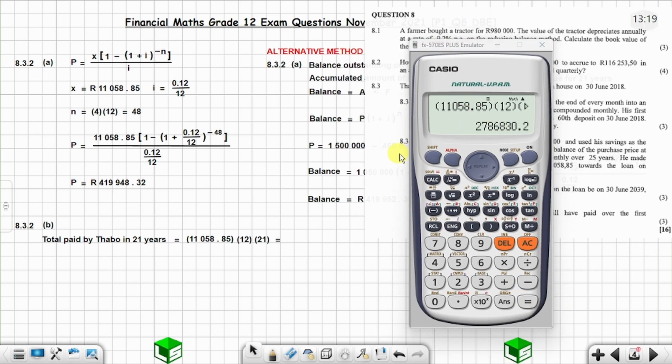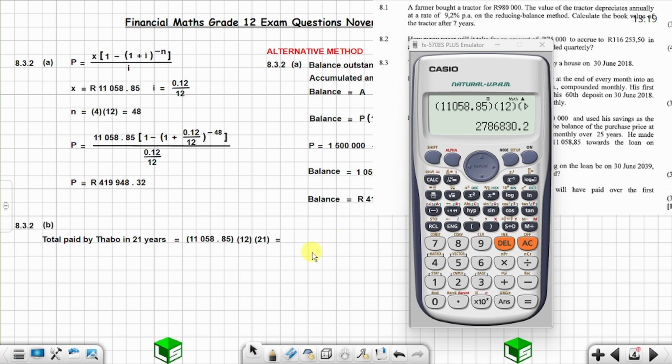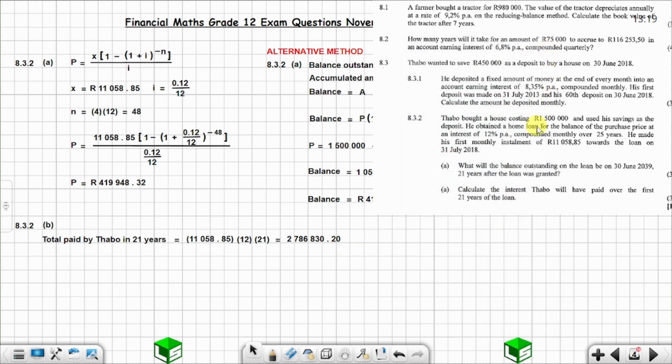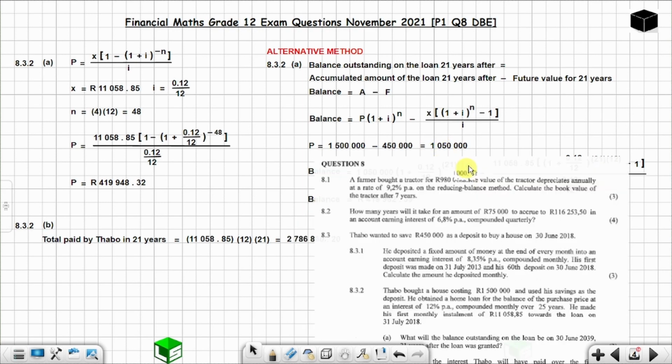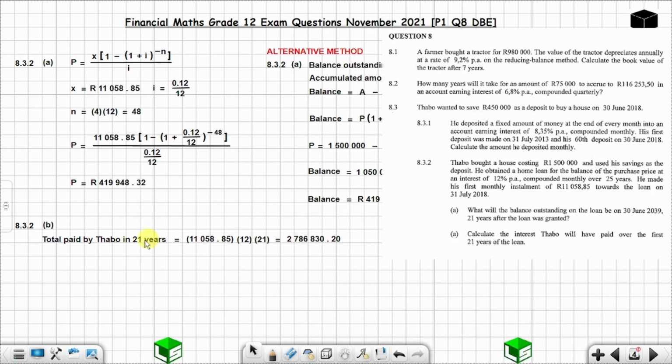This is what you have. Let me move the question. So this is what you have, right? 2 million and something. Okay, so this is a lot as compared to the loan that was granted. The loan was granted for an amount of 1,050,000. But now you can see this is what he is paying for 21 years. Why is it so? Because of interest. If you are granted a loan, you are not going to pay the exact amount. There will be some interest on top of that amount. So this is how it works in real life.